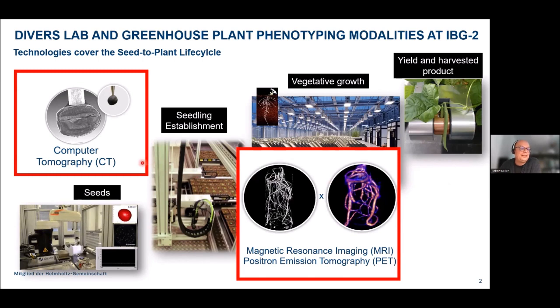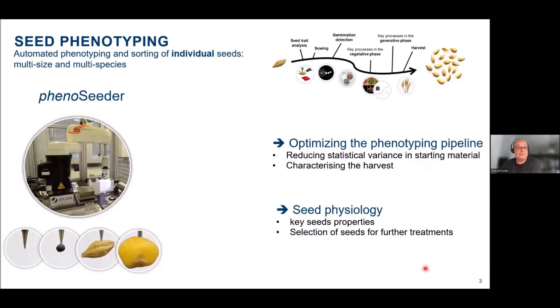So we are using CT, for example, for seed phenotyping, in-depth seed phenotyping. And the other tool that we are using is magnetic resonance imaging, MRI, and positron emission tomography for investigating the carbon fluxes in roots. And I would like to start with an example of our seed phenotyping facility.